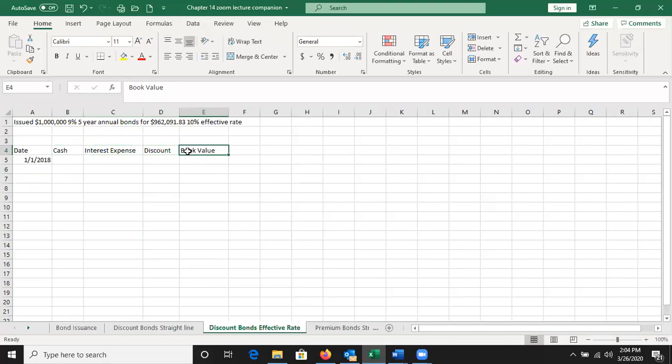It's also called the carrying value sometimes. I think in my last video I called it the carrying value. They're interchangeable. And the carrying value is basically the face value minus the total discount. So in this case, on January 1st, 2018, the book value is the cash we received, $962,091.83.